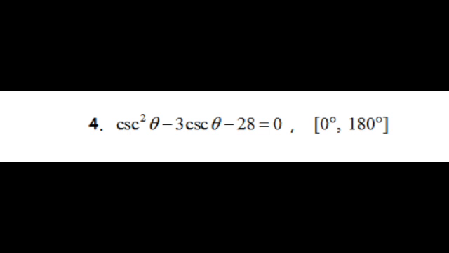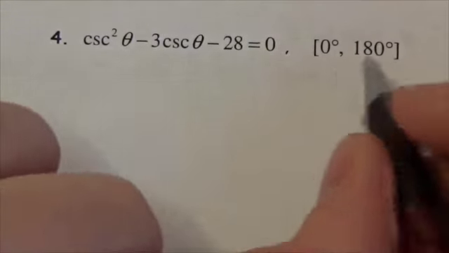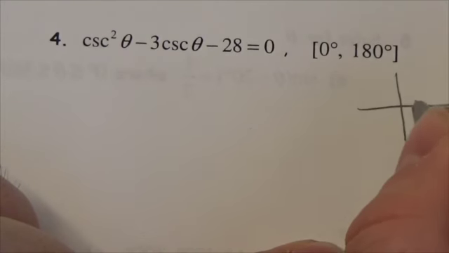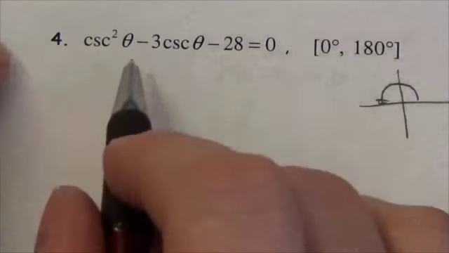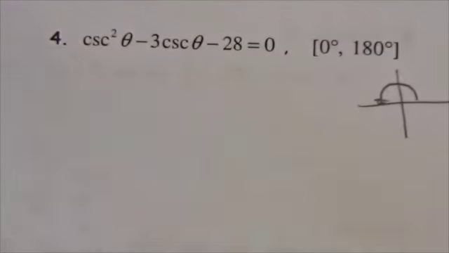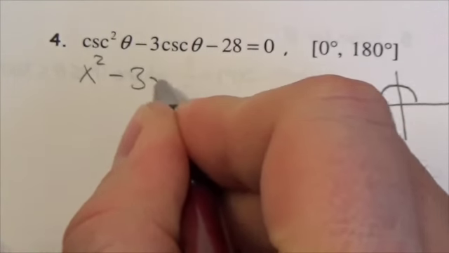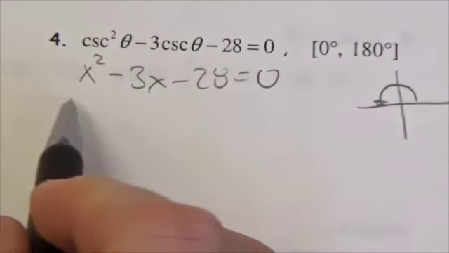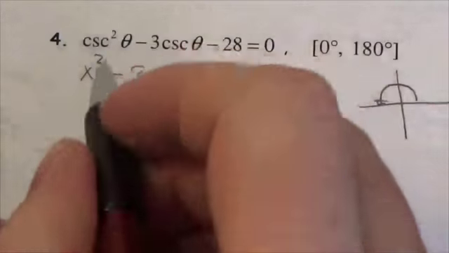The cosecant squared of theta minus 3 times the cosecant of theta minus 28 equals 0, where theta is between 0 and 180 degrees. In this equation, we're looking at a domain between 0 and 180, inclusive, but still just the top half of the circle. That's it. Now here's another one that's quadratic and cosecant. So I'm going to replace the cosecant with an x. So we get x squared minus 3x minus 28. I'll deal with the algebra, then I'll get to the trig later.